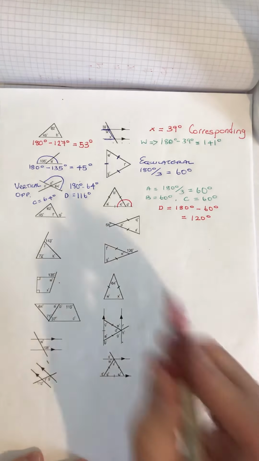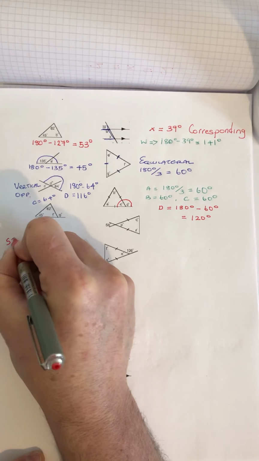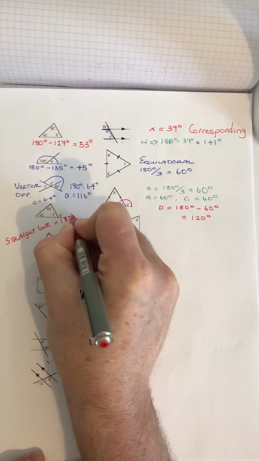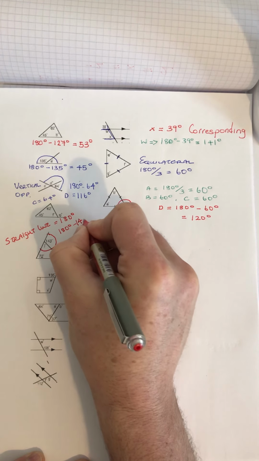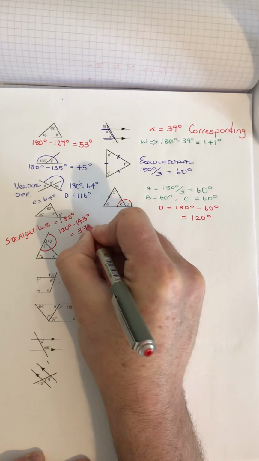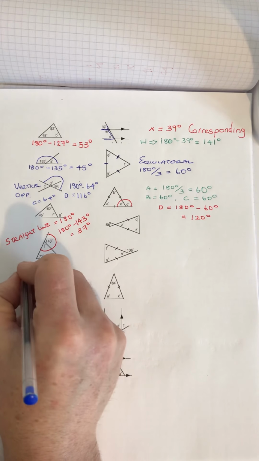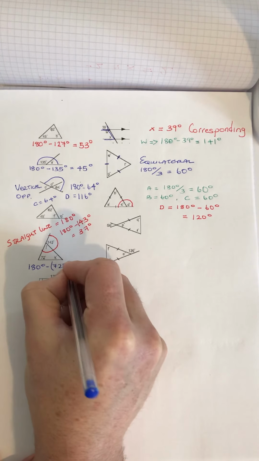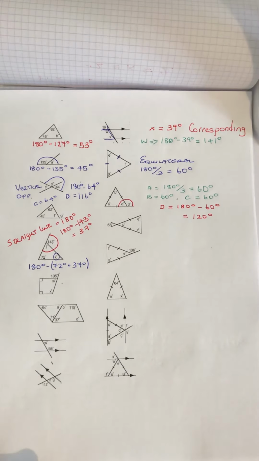Now, I'm going to skip to this one here. On a straight line is equal to 180. So 180 minus the 143 is equal to 37. And then when we know the 37, 180 minus 72 plus 37 gives us K. So you're showing all the steps you can when you're getting the answers.